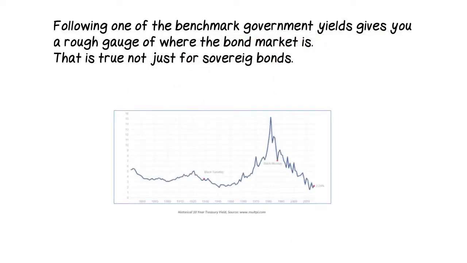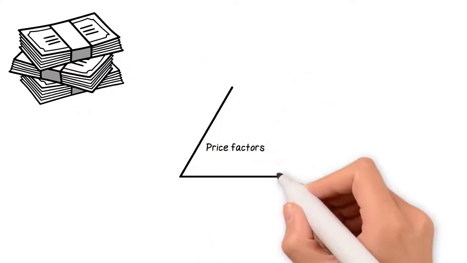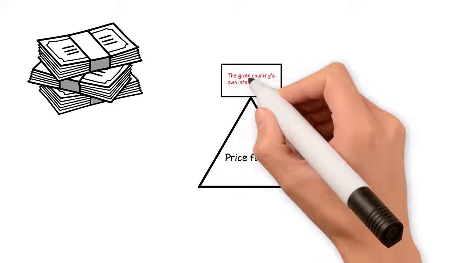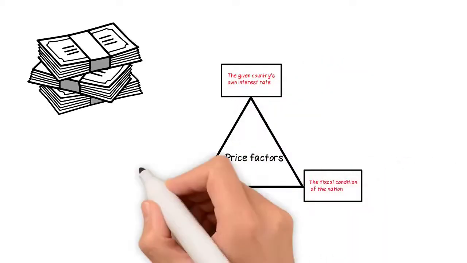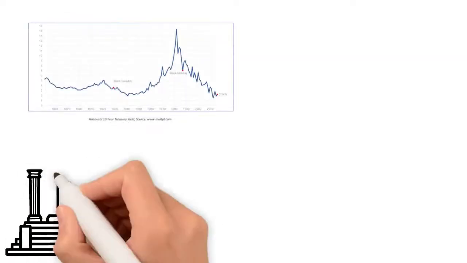That is true not just for sovereign bonds. Of course, all bonds have their own price factors too, like the given country's own interest rates and the fiscal condition of the nation, in the case of government debt. But general trends are well discernible by looking at these benchmarks.